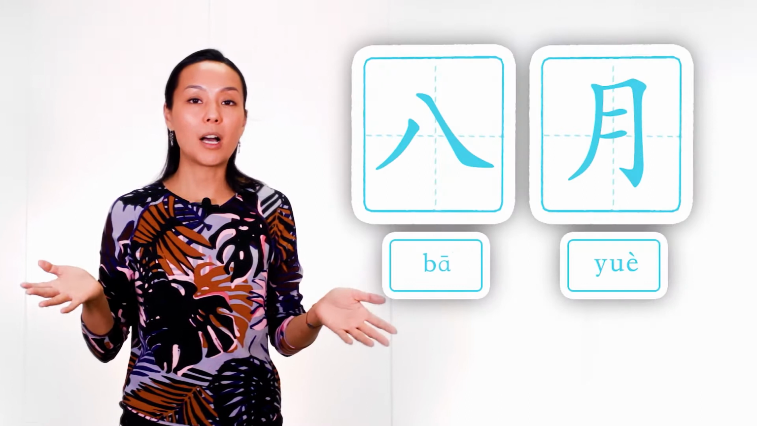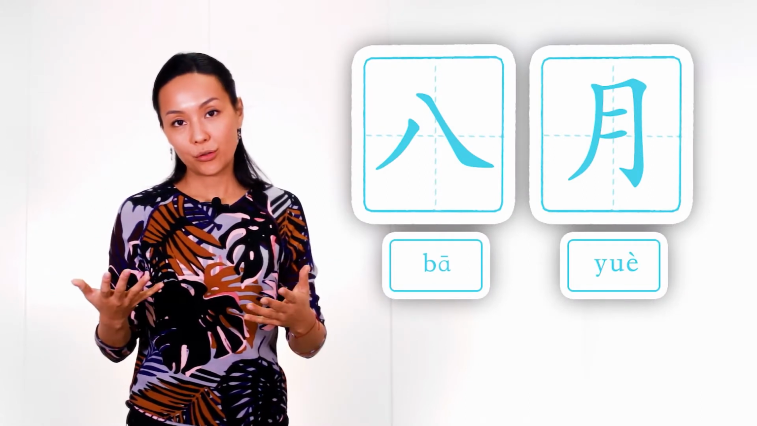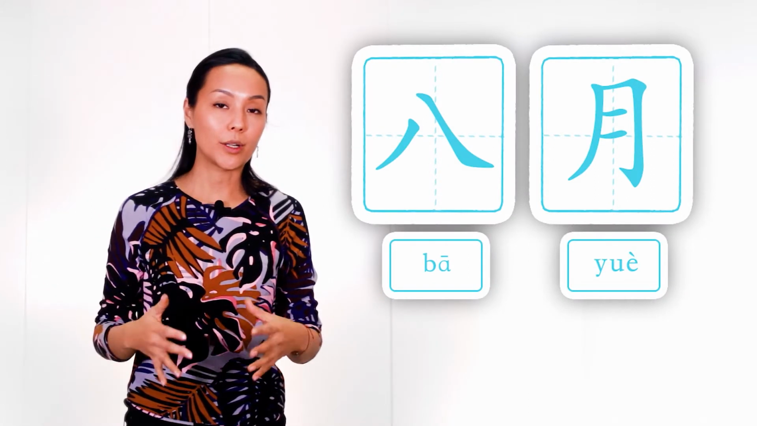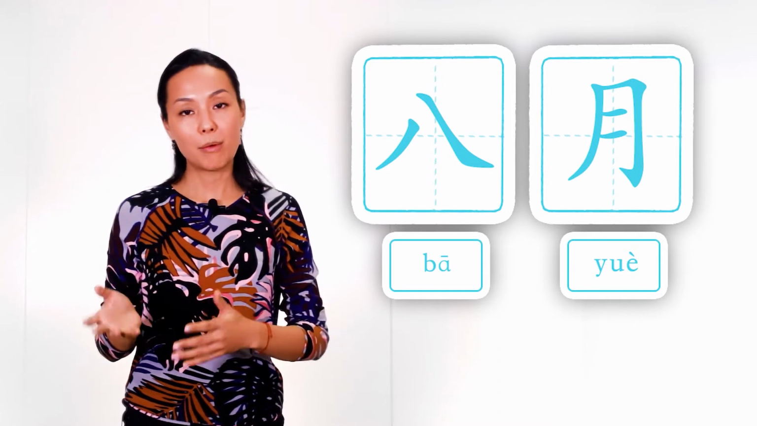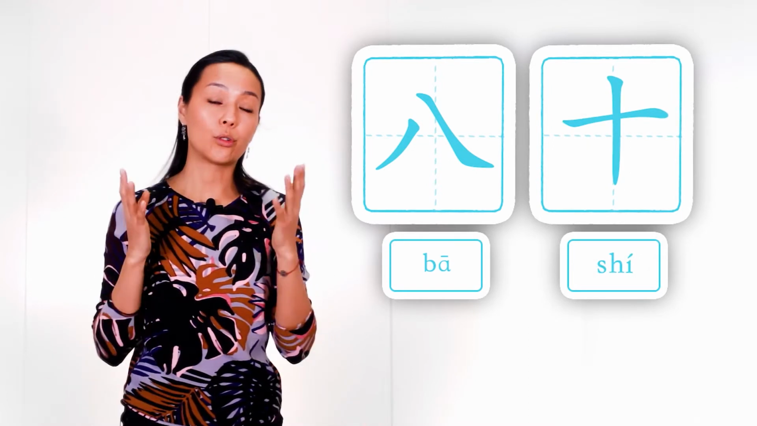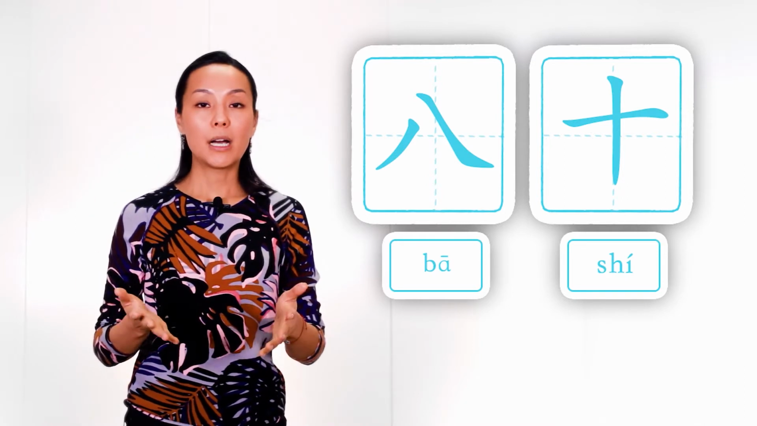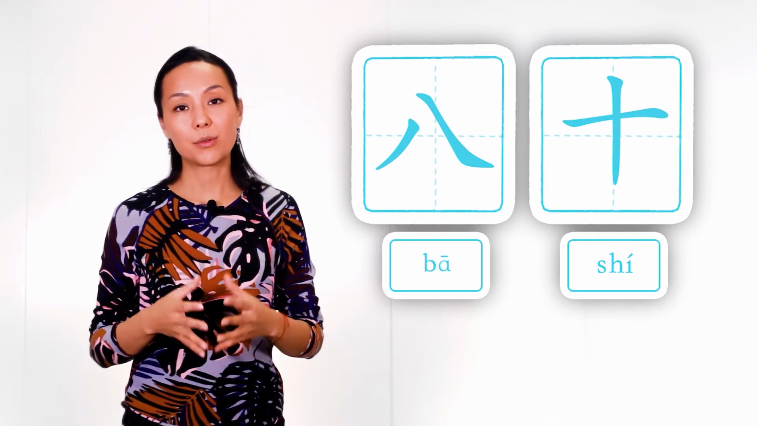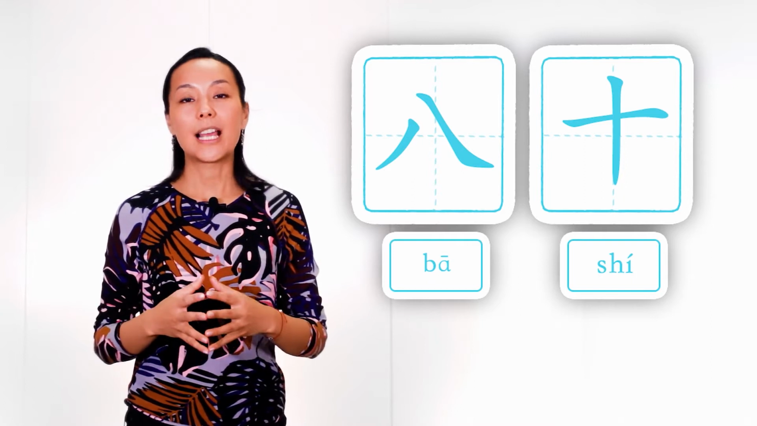And now let's see examples in which our radical is used as a separate word. It's easy, you already know. For example, 八月, which means August. It's the 8th month, that's why 8 plus 月, month, means August. The second example is a simple word which you already know. It's 80. 8 times 10, it's 80.